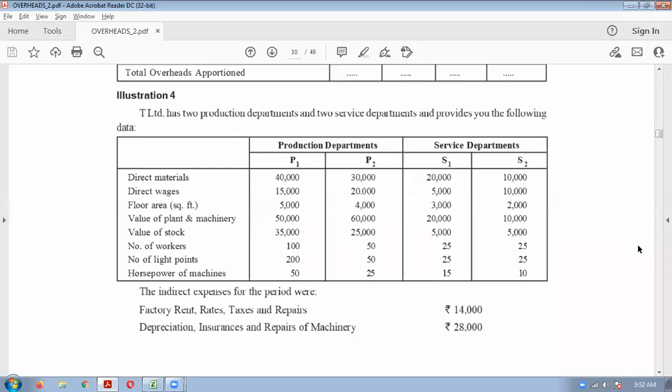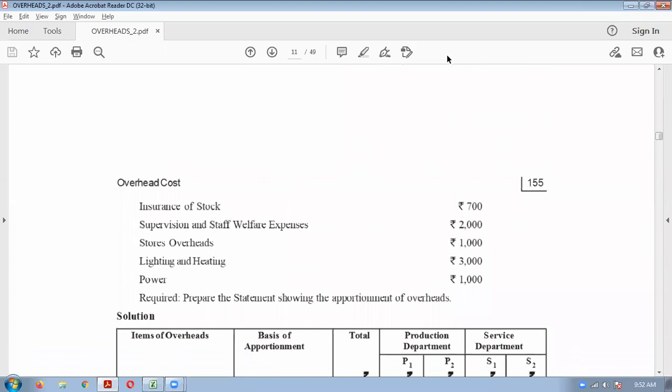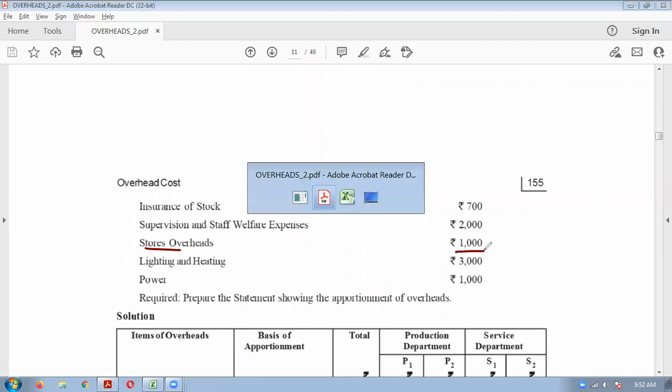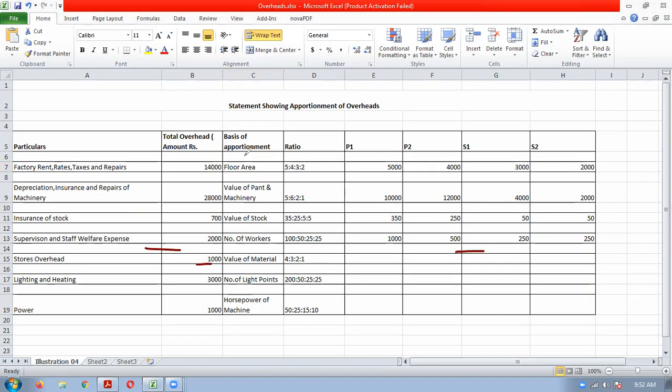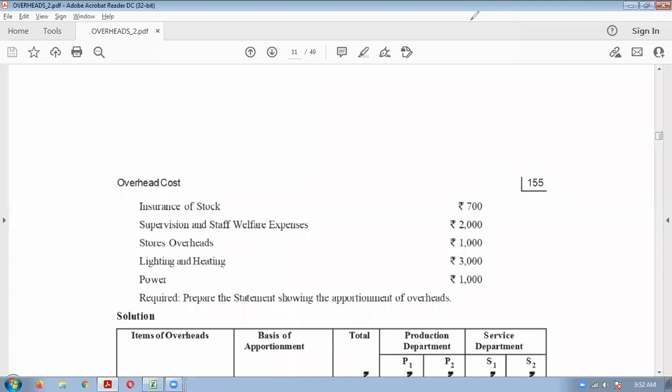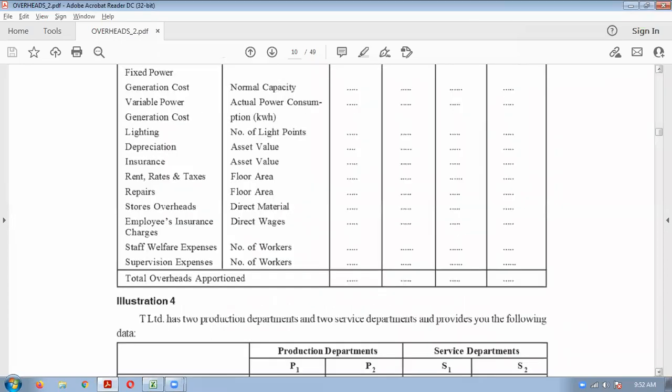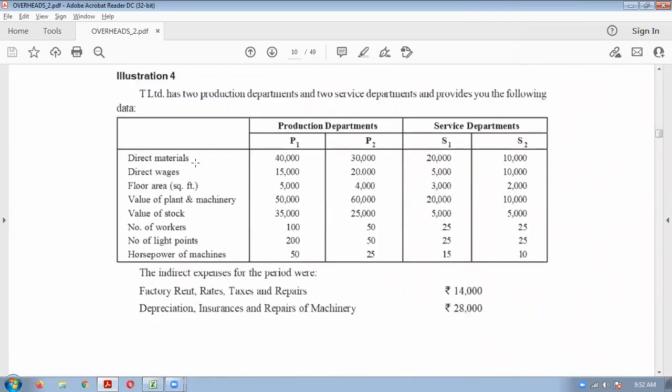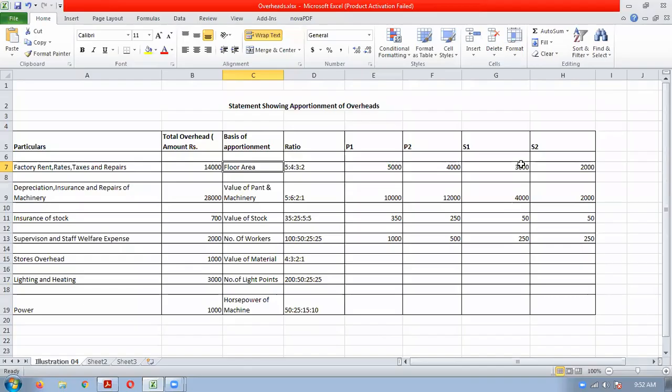See, what is the store's overhead amount? Store's overhead amount is 1000. And how will we divide this 1000 into different departments? By value of material, which is given to us in the question. See, value of material is given as 40, 30, 20, 10. So it will become 4:3:2:1. Clear? So we can easily divide this 1000 in this ratio.